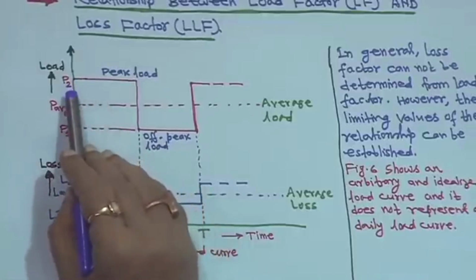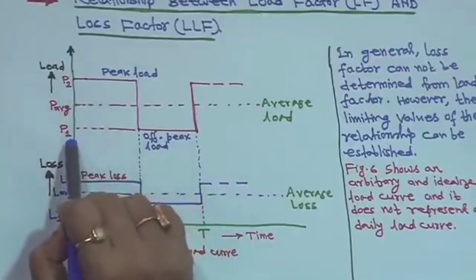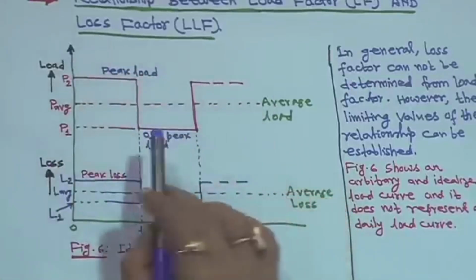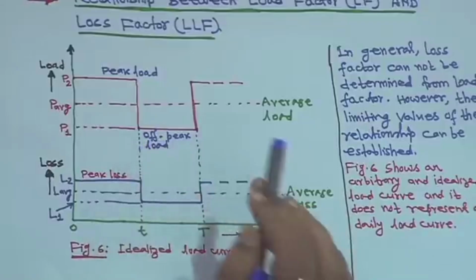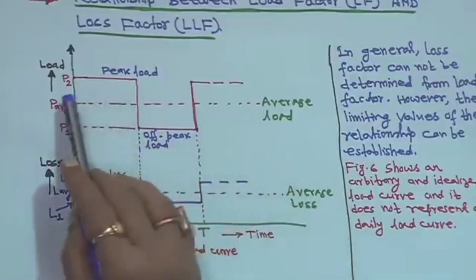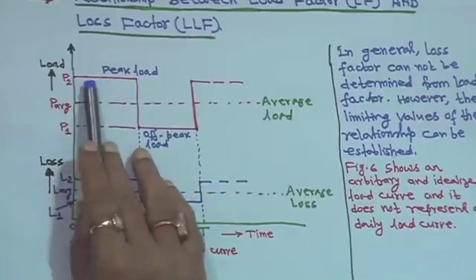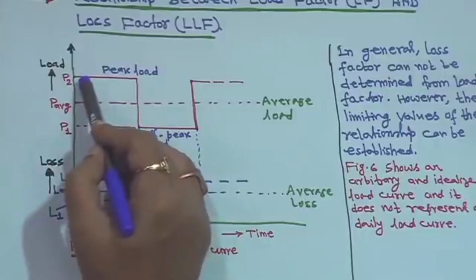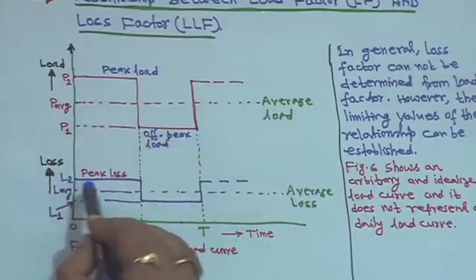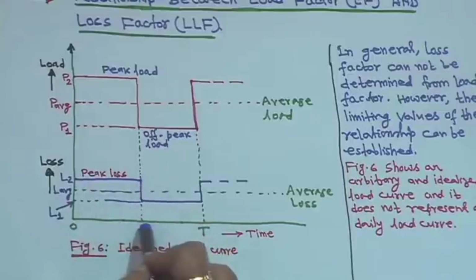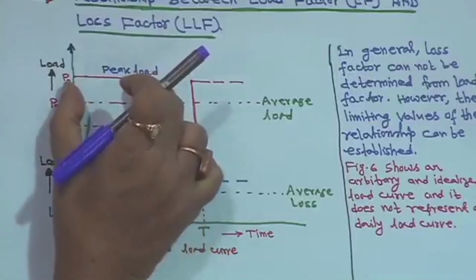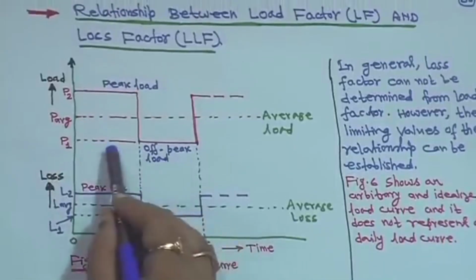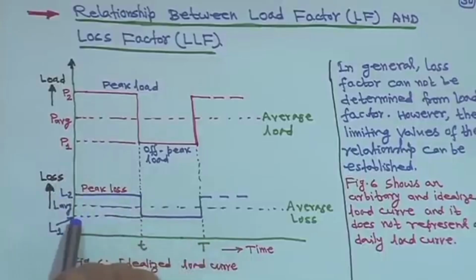So, this is peak load P2 and off peak load is P1, average is P average, this is the load curve. This is something that has been drawn, it is an ideal load curve. Corresponding to that peak load for the system, suppose the peak loss is L2, corresponding to this peak load, the loss is your peak loss. This peak loss also will exist from 0 to t only, because peak load is 0 to t, right. And then for off peak load P1, the loss is L1, right.